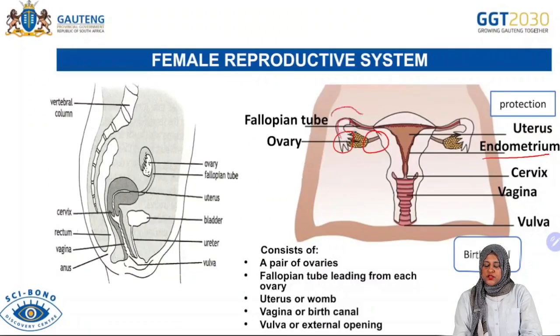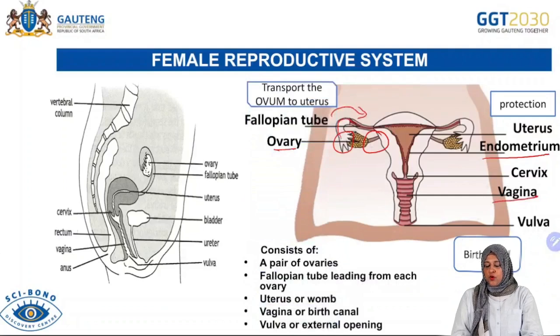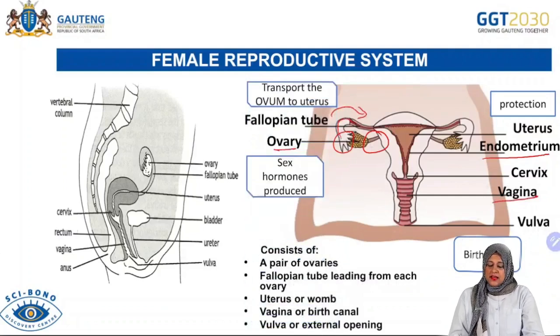The fallopian tube is to transport the ovum to the uterus. The uterus is for protection of whatever is developing inside, and the birth canal we spoke about is the vagina. Right? And your ovary, remember, sex hormones are produced in your ovary. So because it produces a secretion, then it's a gland.